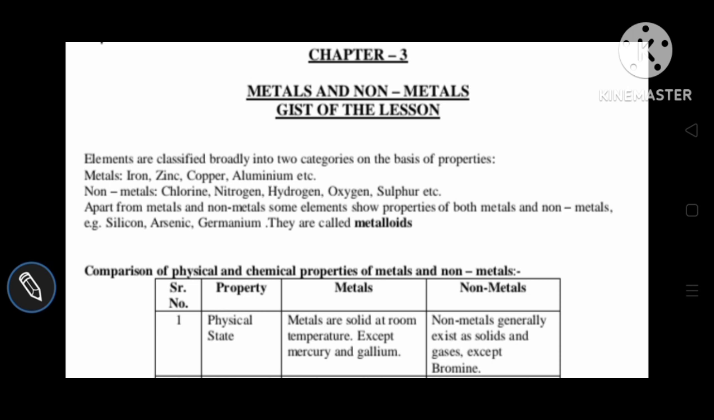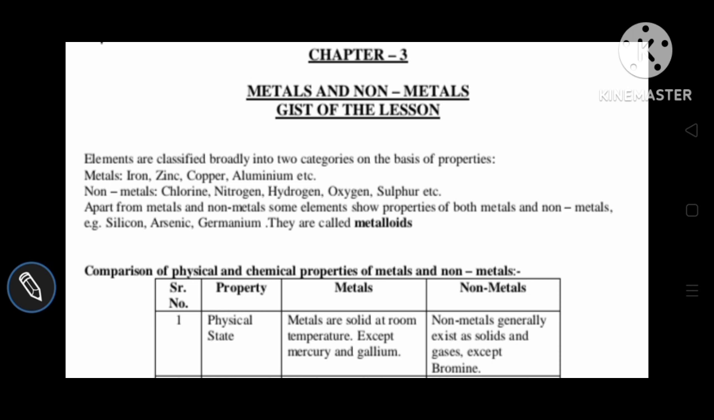Here we are given some examples of metals and non-metals. Metals are like iron, zinc, copper, aluminium, and non-metals like chlorine, nitrogen, hydrogen, oxygen, and sulfur. So how are we going to classify a given element as a metal or a non-metal? Based on some of the physical and chemical properties.